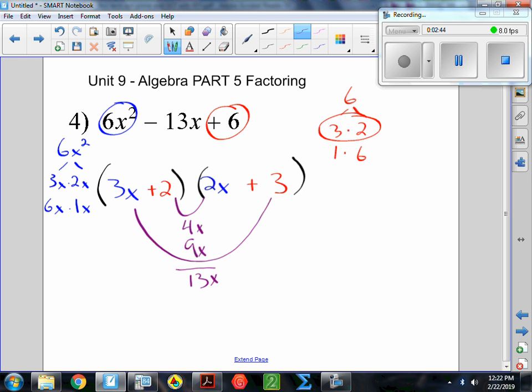So if you did forget about the negative signs, if you did forget that you need a negative 3 and a negative 2, that shows you. So you change both the signs. That'll give you a negative 4, negative 9, and a negative 13. So you're finished.